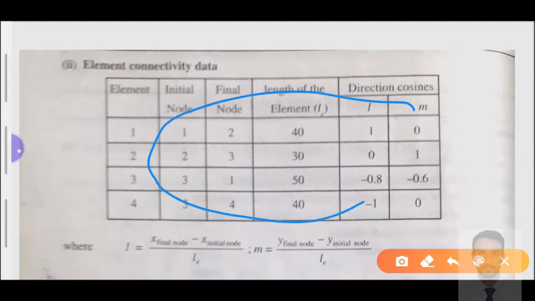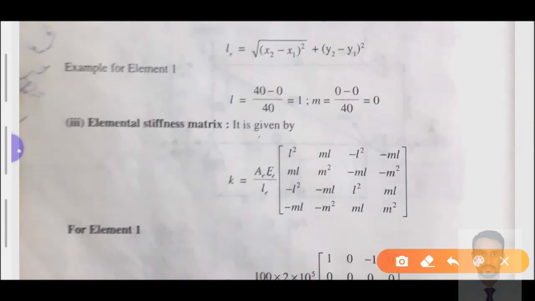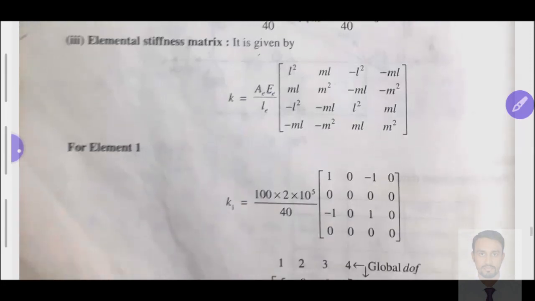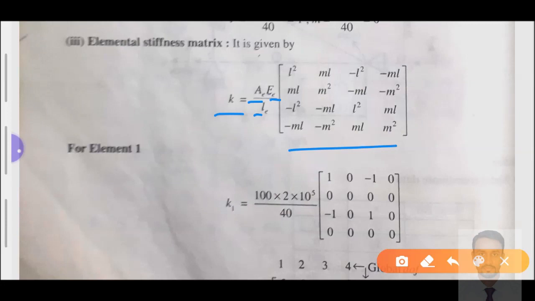After getting this elemental data, what is the next step? We need to find the elemental stiffness matrix for a given element. I have given how to remember this one: make it in 4 parts, and again I will not tell. So all of you remember that concept to write this elemental stiffness matrix. K is equal to AE divided by LE with this direction cosine matrix. Then substitute the value of area.